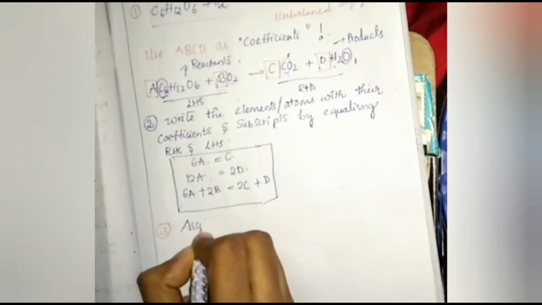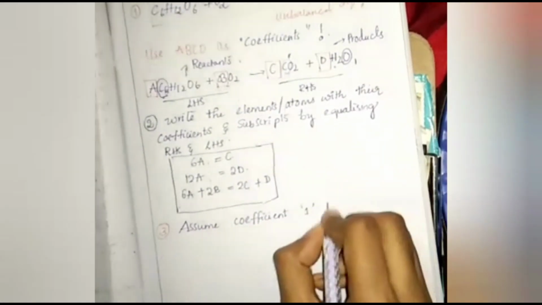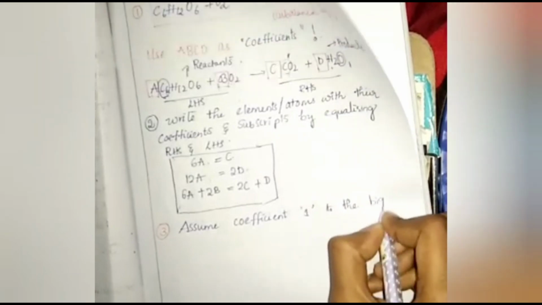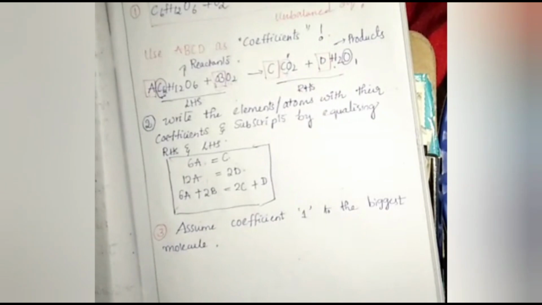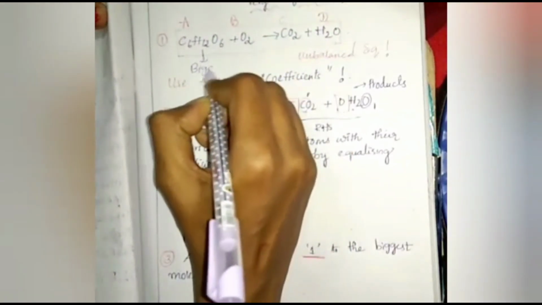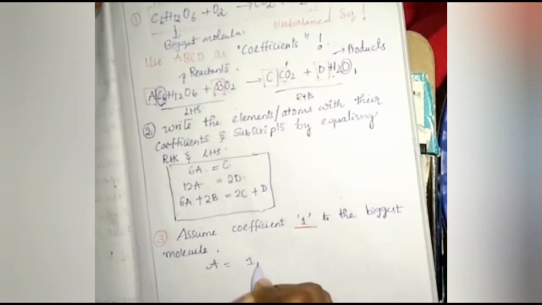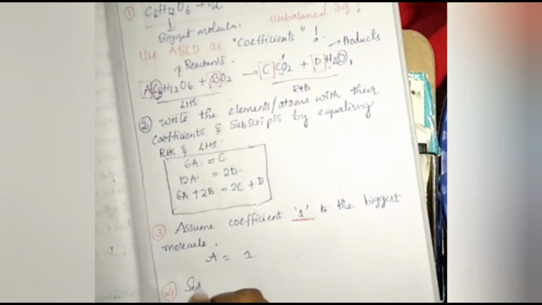The third step is to assume coefficient 1 for the biggest molecule, the biggest compound in the equation. In the above reaction, C6H12O6 is the biggest molecule. So we assume its coefficient is 1, that means A equals 1. C6H12O6 has coefficient A, so we assume A equals 1. That's it, a very easy step.